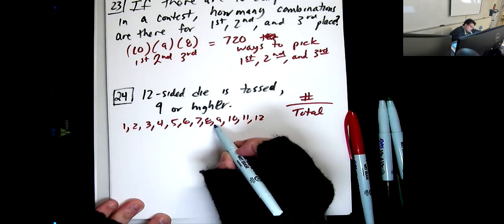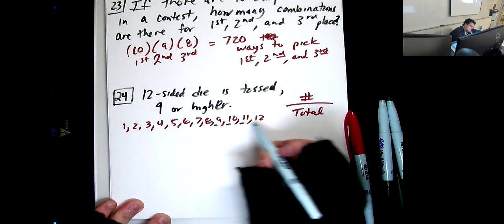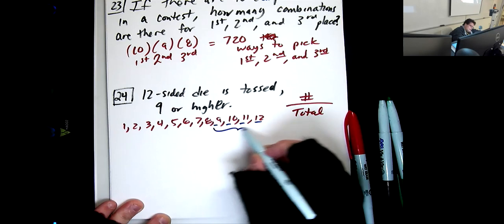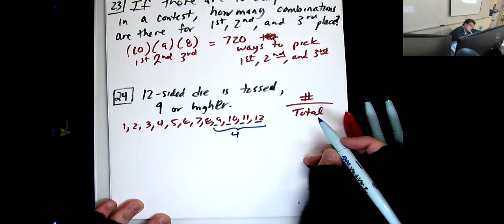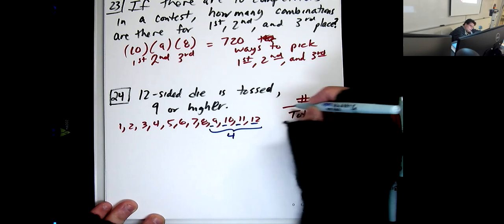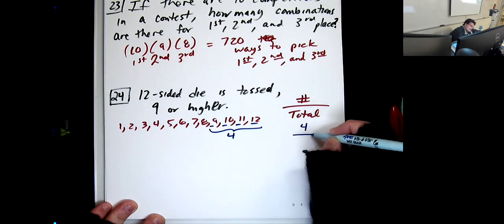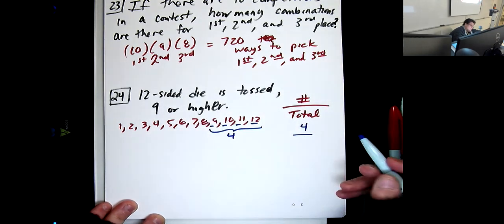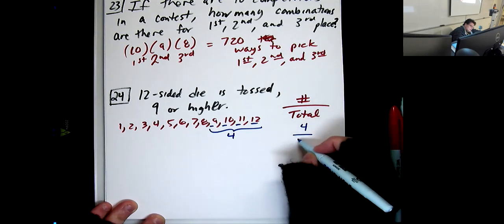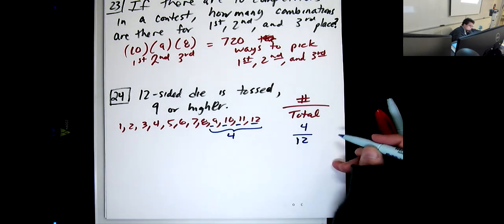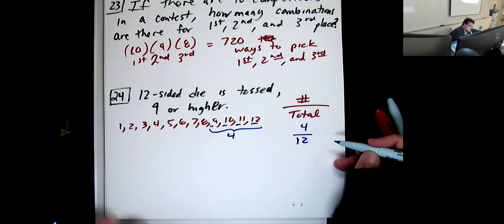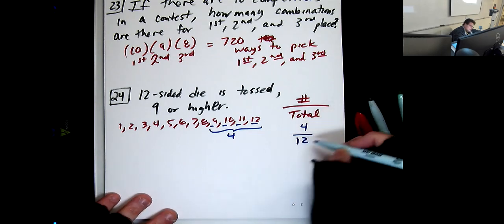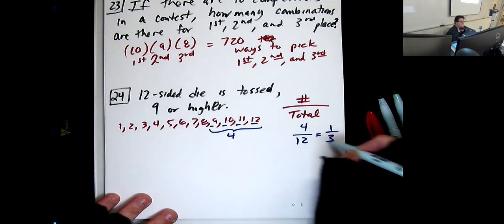9 or higher means include the 9. There's 9, 10, 11, 12. If I add those up, that's 4. So the top of my fraction is a 4. The bottom of my fraction, conveniently, the name of the die tells me there are 12 sides. So the probability is 4 over 12, and if we simplify that, it simplifies down to 1/3.